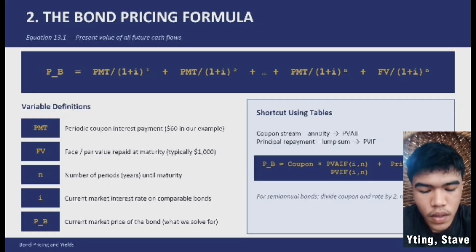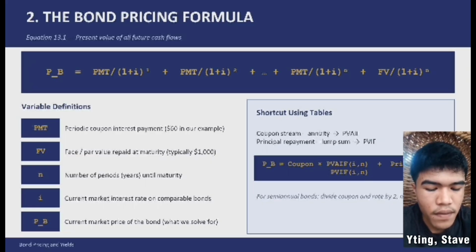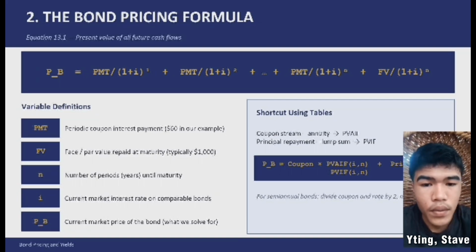Shortcut using tables. The coupon stream is an annuity, PVAIF. The principal repayment is a lump sum, PVIF. PV equals coupon times PVAIF plus principal times PVIF. For semi-annual bonds, divide the coupon and rate by 2 and multiply n by 2.